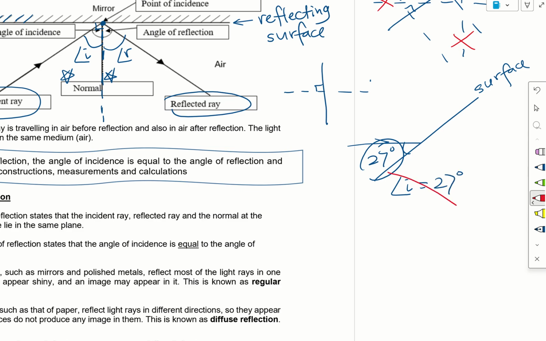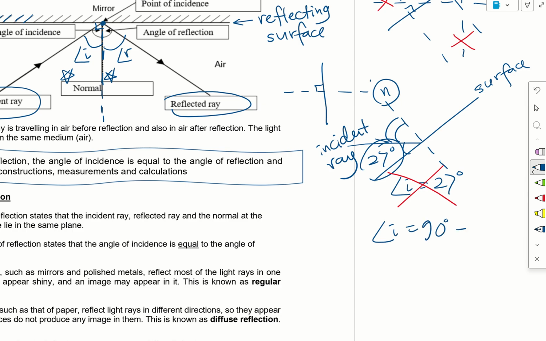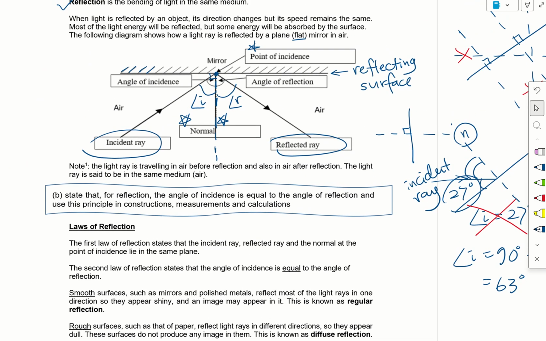But this is actually not correct because you need to draw the normal first. So I draw the normal, and once I have the normal, it is the reference line from which I can find the angle of incidence. Basically, it will then be the angle between the normal and the incident ray. Okay, so this must be followed. So this will make my angle of incidence 90 minus 27, which equals 63 degrees. Okay, so this is for success criteria A.